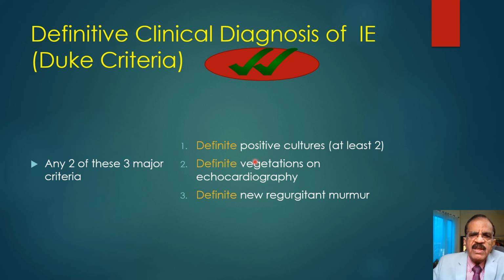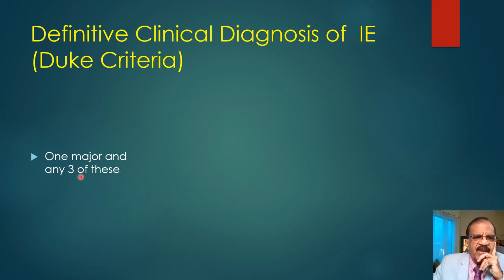So this is also an important criteria. Any 2 of these 3 criteria, if positive, you can make a definitive clinical diagnosis of infective endocarditis. All right, so easy. Then the other is one major out of the 3 I just mentioned, any one of them, plus 3 of minor criteria. Now I'm going to show you the minor criteria here.